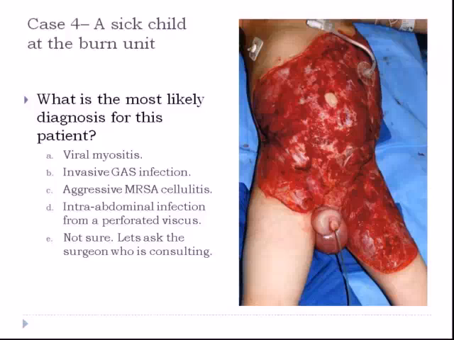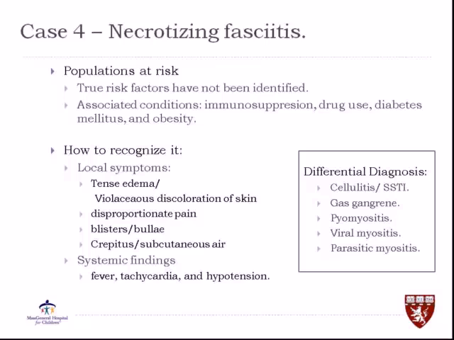You think this child has myositis, viral myositis, like we see sometimes frequently with influenza? Does he have invasive group A strep infection? Does he have aggressive MRSA cellulitis needing surgical intervention? Is this an intra-abdominal infection with a perforated viscus of some sort? And the surgeons were consulted, so we might as well ask them, what do you guys think? So this is unfortunately a very significant and problematic case of necrotizing fasciitis.